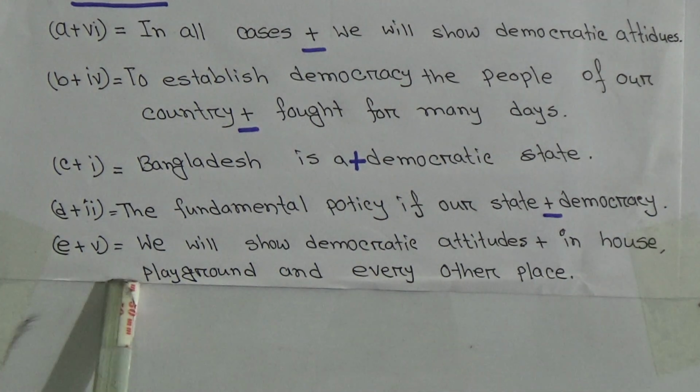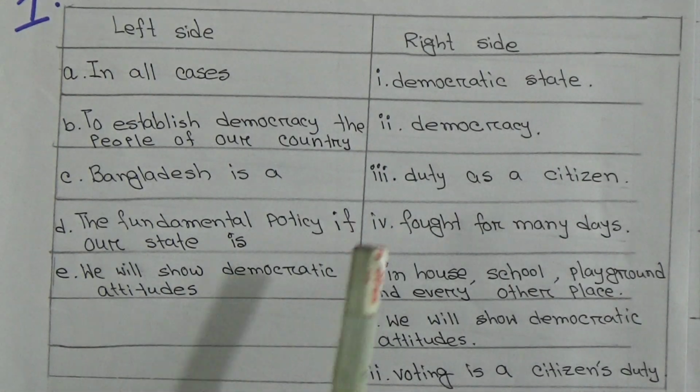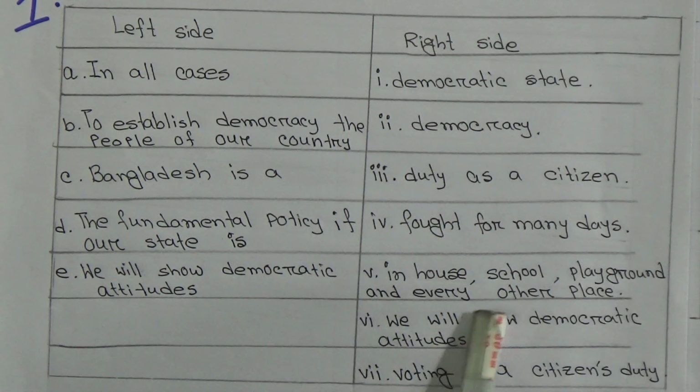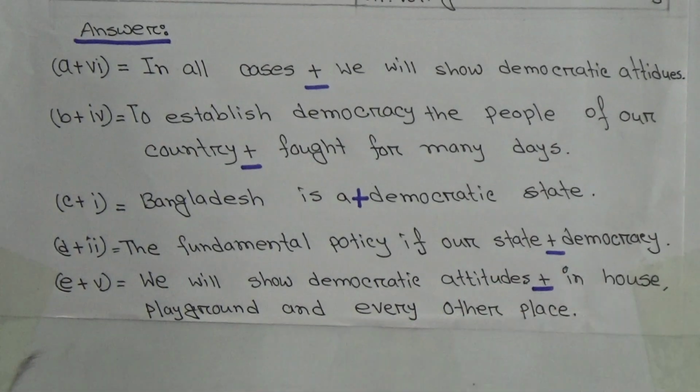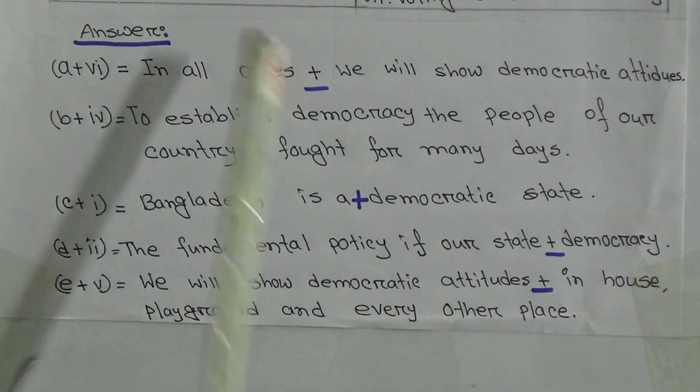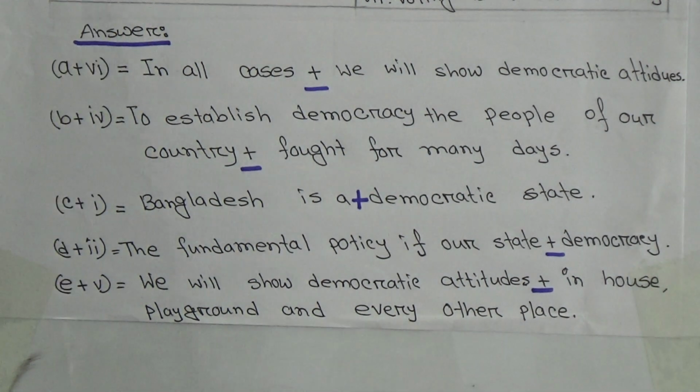Then number E plus 5. We will show democratic attitudes. Here is the 5, in house, school, playground, and every other place. So you have to write, we will show democratic attitude. Then give this plus. Then write in house, school, playground, and every other place. So this is our matching right pattern.